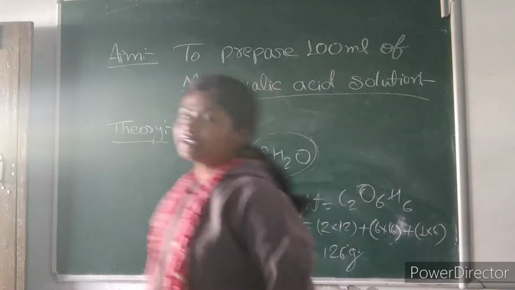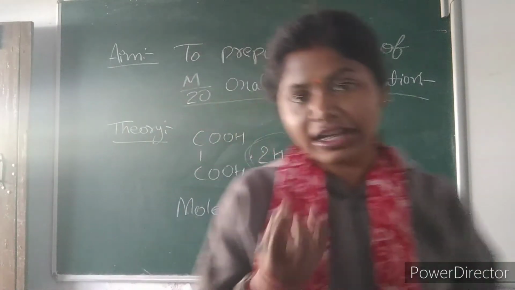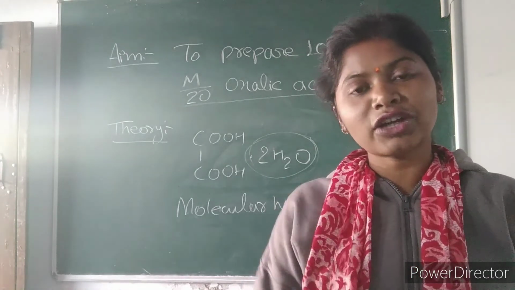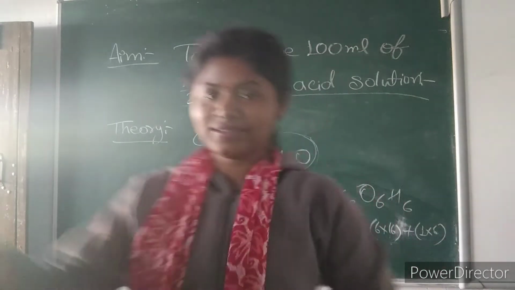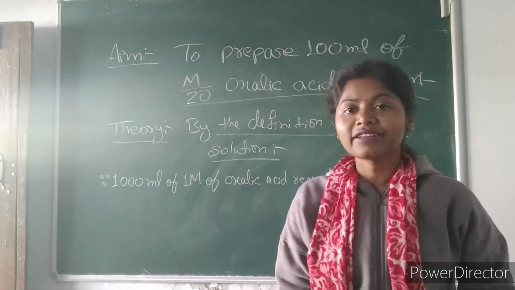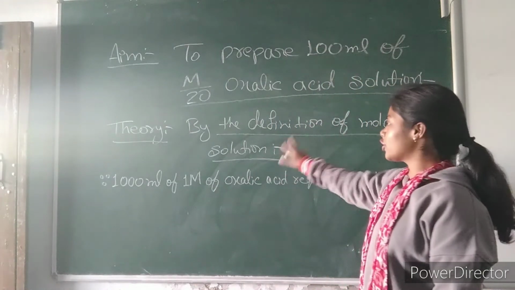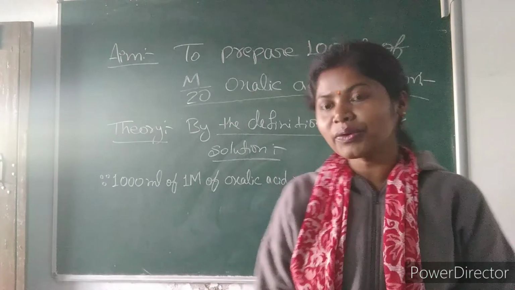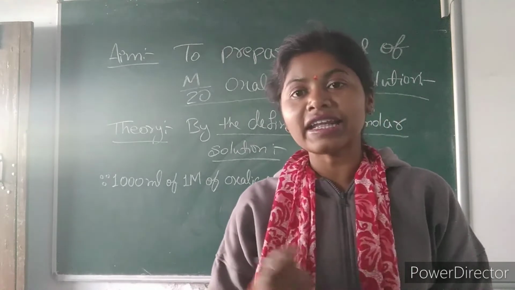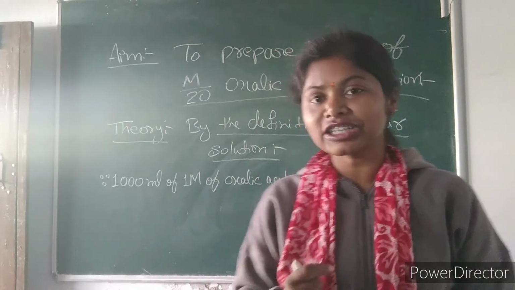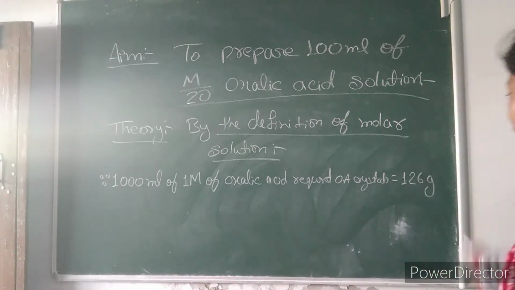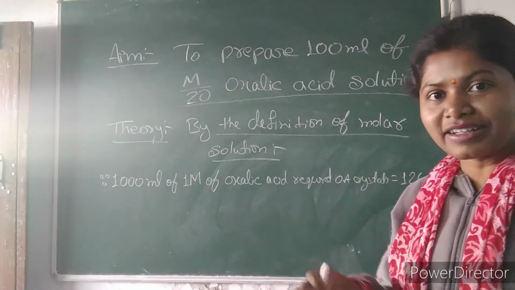Okay. So now let us see the calculation of how much weight of the oxalic acid we will need to make the solution of 100 ml. So now look at here. By the definition of molar solution, what do we know? That in 1000 milliliter of 1 molar solution, oxalic acid itself carries the crystals of 126 gram. This is clear? The molecular weight is 126 gram as we have seen earlier.